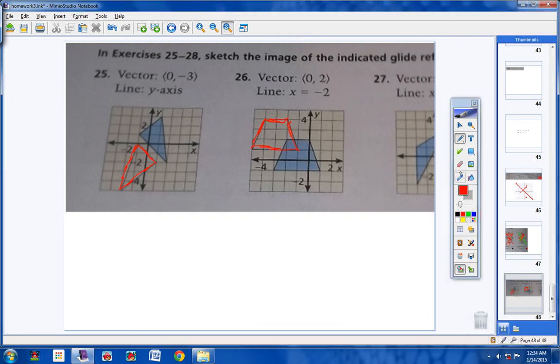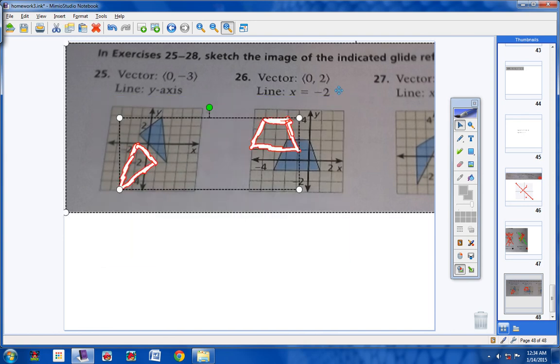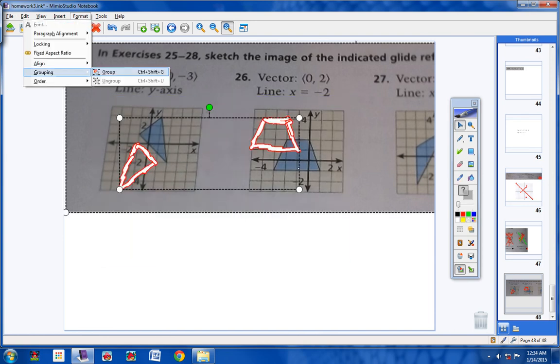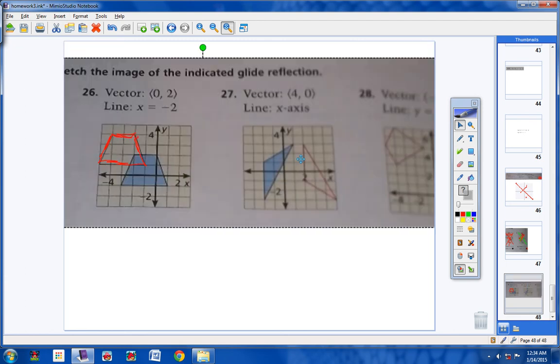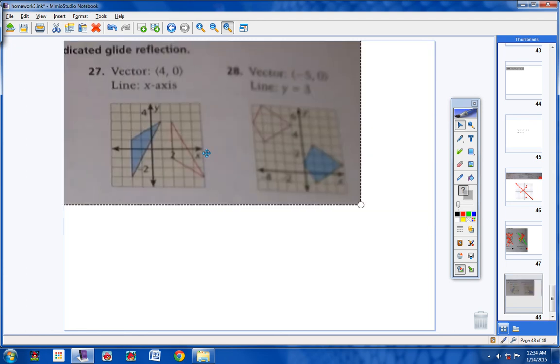Okay, students, let's go ahead and move on now to numbers 26 and 27, all right? And here we go. Alright, now number 27.